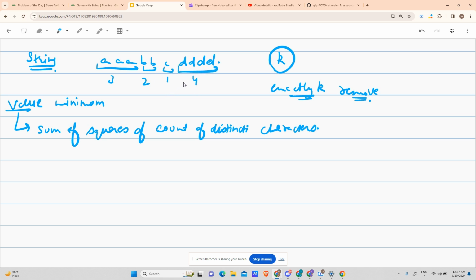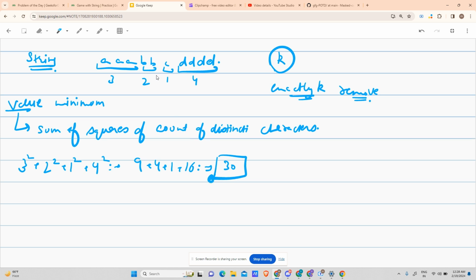So the current value before removing the k characters is 3 squared, that is the count of A squared, plus 2 squared plus 1 squared plus 4 squared, which equals 9 plus 4 plus 1 plus 16, which gives 25 plus 5, 30.